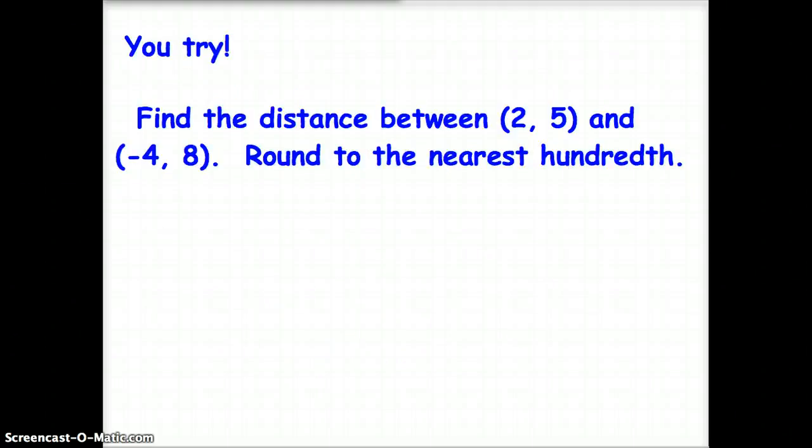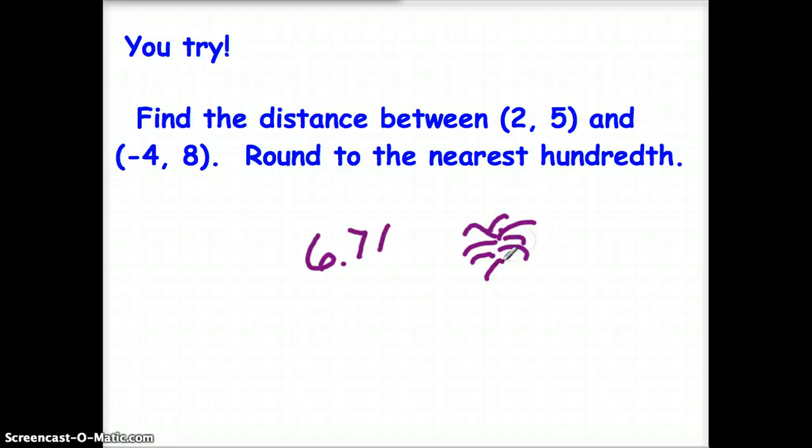Your turn. Pause your video at this point and try this problem on your own. Did you get 6.71? If you did, give yourself a firework. Because like the 4th of July, you guys are the bomb.